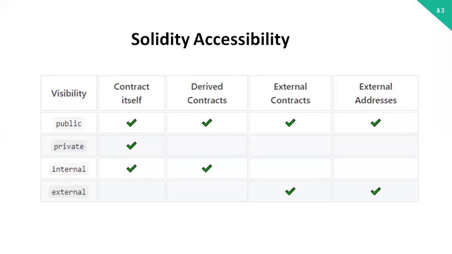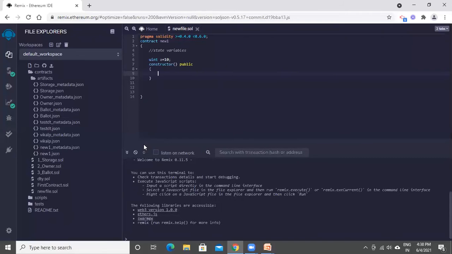So any variable, method, or constructor that is public is accessible to all places. Private is only inside the contract itself. Internal is the same concept as inheritance: we have the main contract and the child, or derived, contract. Internal is accessible to the same contract as well as the derived contract. Then we have external, which is for external resources, maybe an external contract or an external address. So here I'm using the constructor.